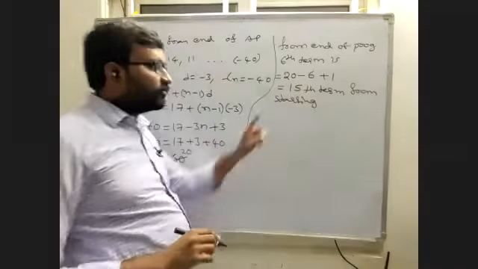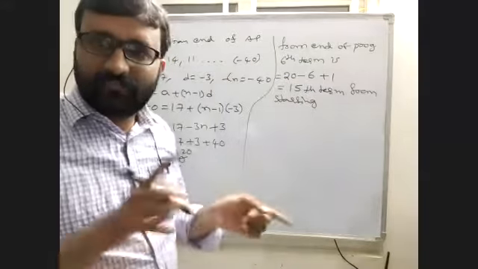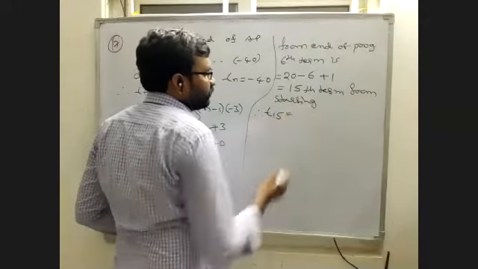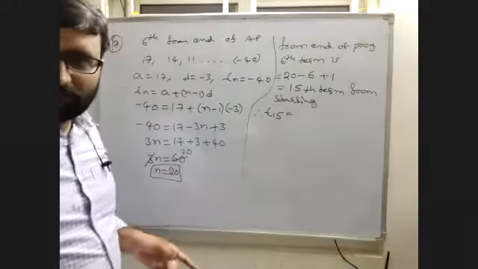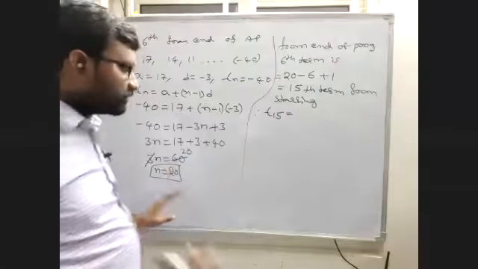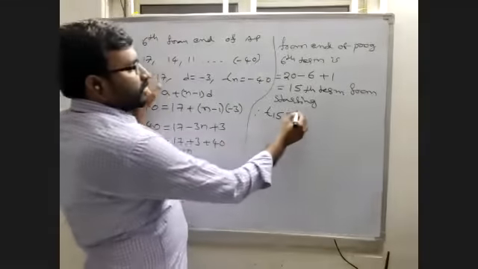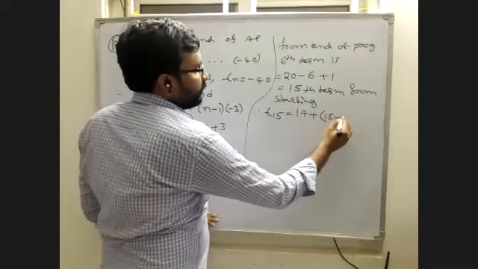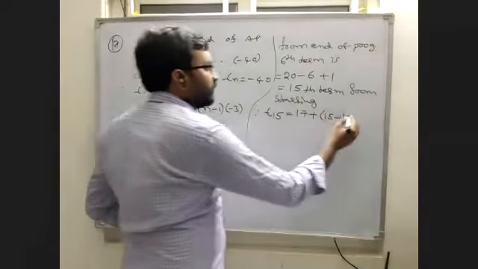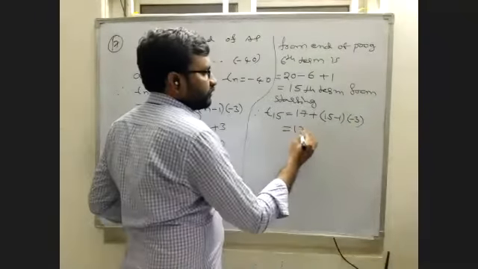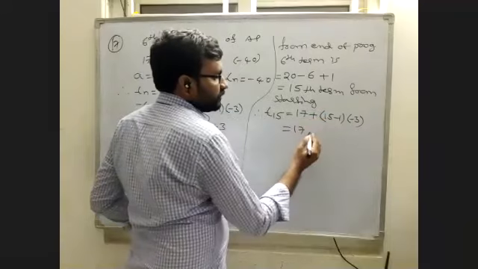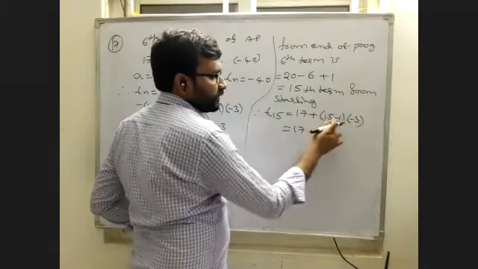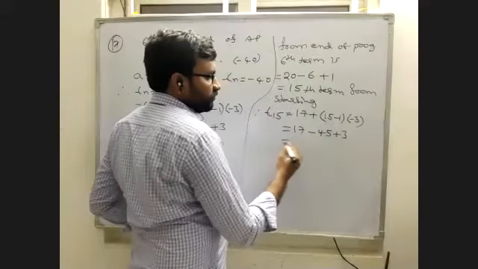So you have to find the 15th term, that is T15. Therefore T15 is equal to a plus n minus 1 into d. That is the formula as it is. So a is what? 17 plus n is 15, minus 1, into d. d is minus 3. So this is equal to 17 plus minus 3 into 14.